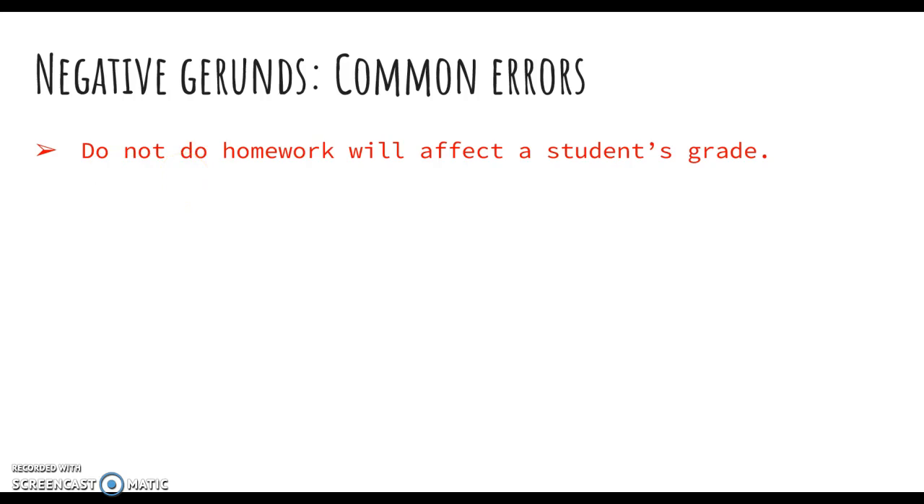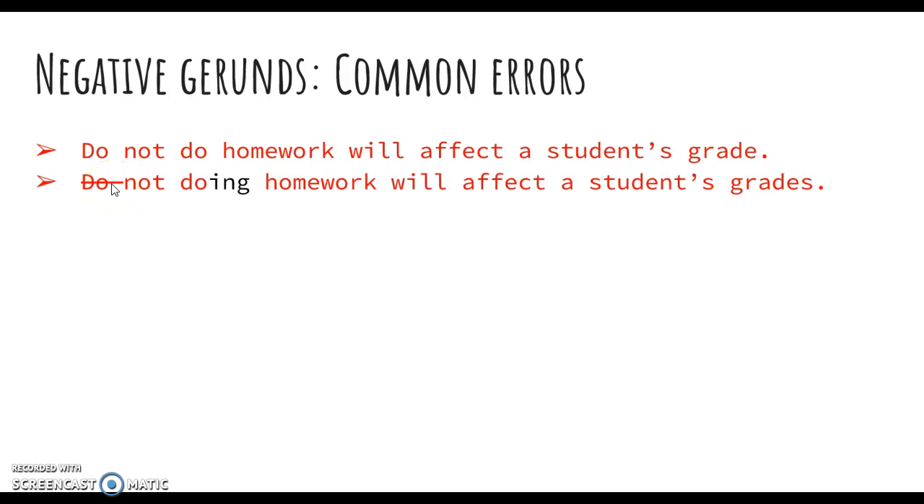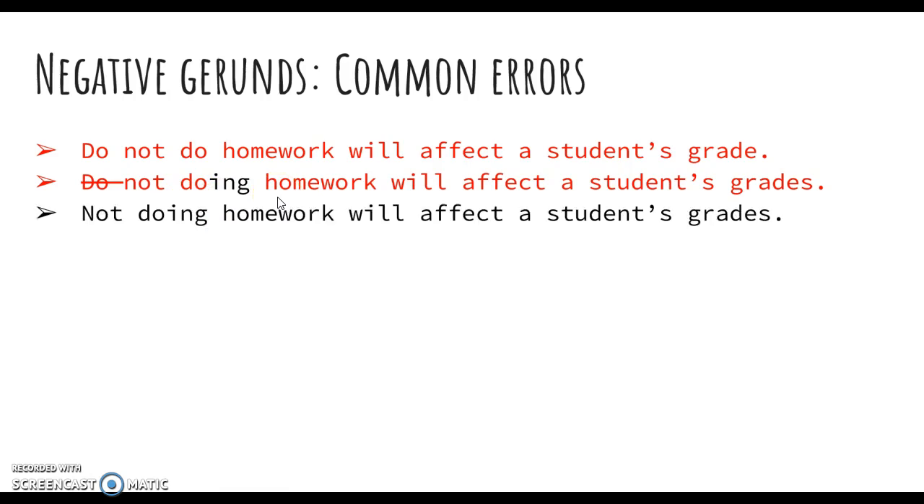So we can fix this by taking off the do and then adding ing to the base stem of the verb to make it a gerund. So we come up with the sentence that's correct. Not doing homework will affect the student's grade.